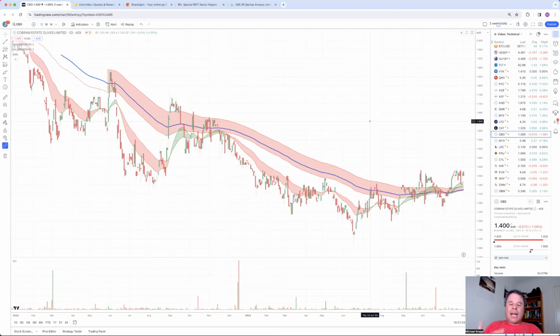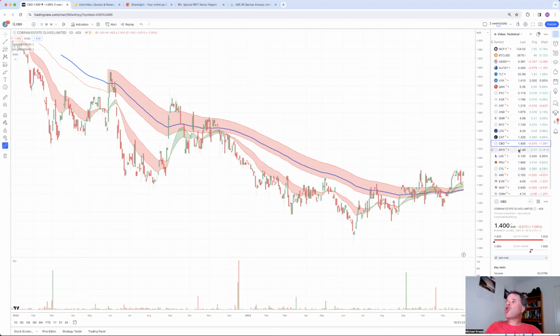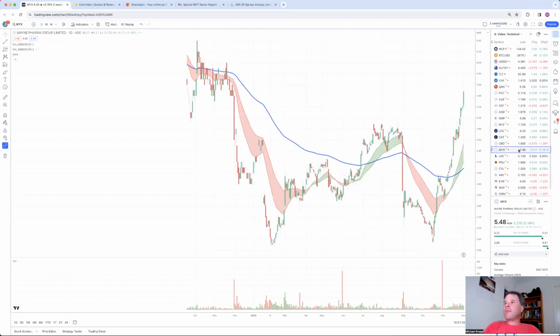I would declare the downtrend coming to an end in a shift in sentiment if the share price can start moving up on positive news. If this company released a really good trading update, I think you could see a breakout for this company. If the share price gets to, say, $1.50, we are talking about a one-year high, again, with Cobram. Is it Cobram or Cobram? Cobram Estate Olives.